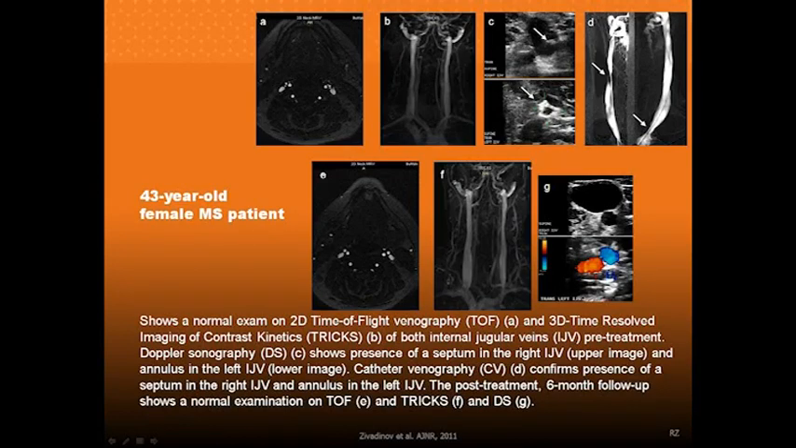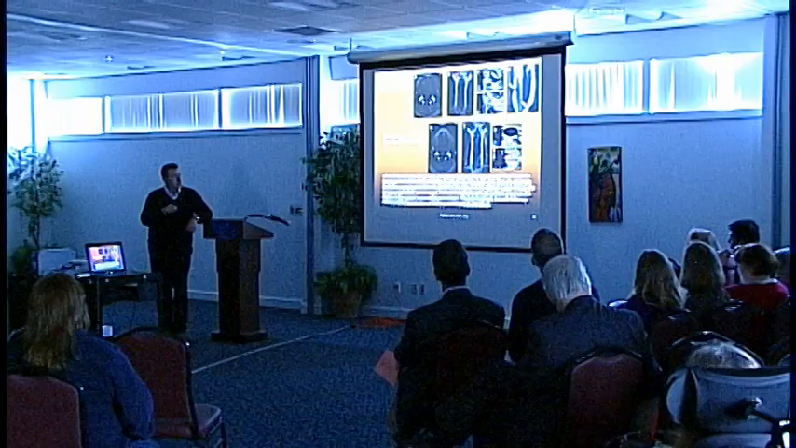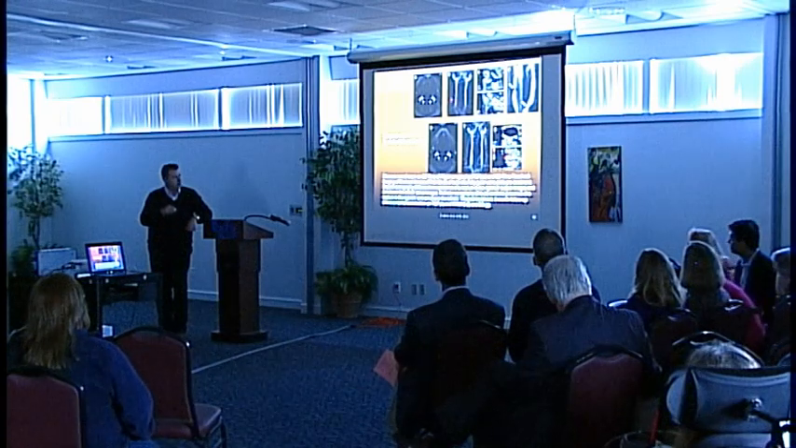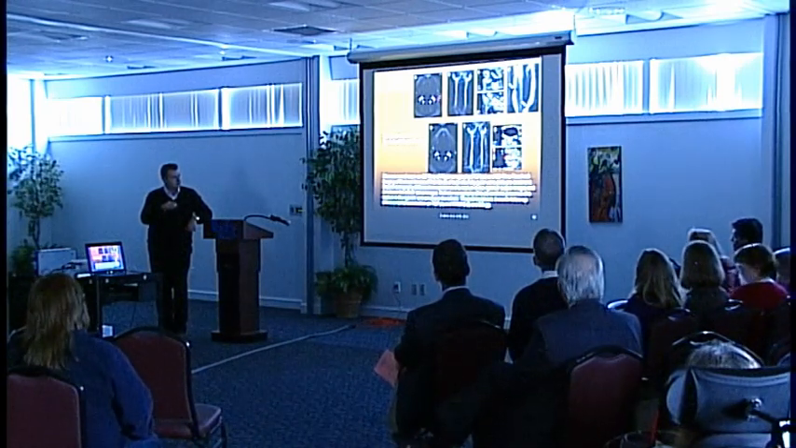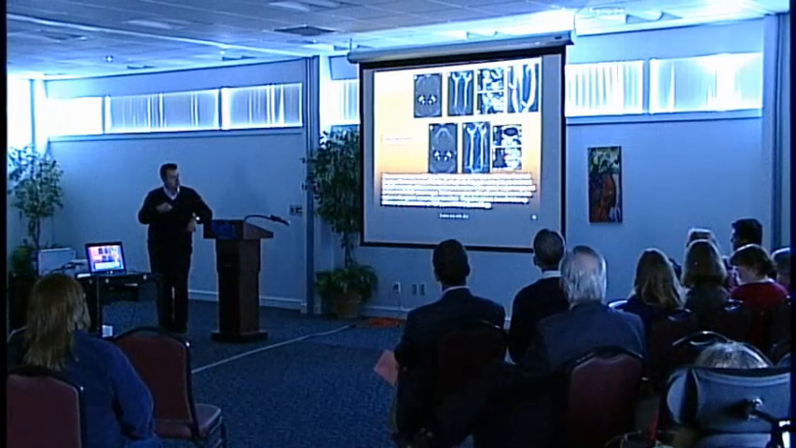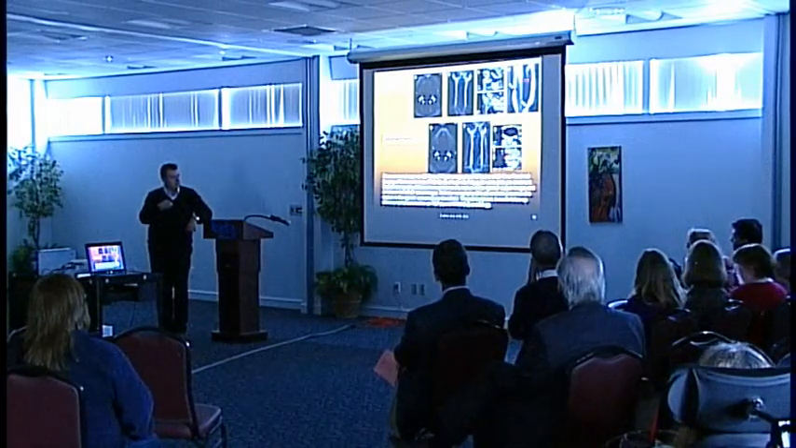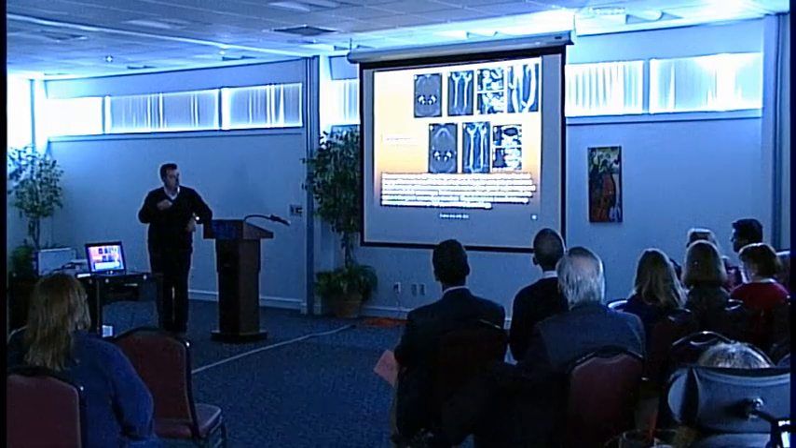This is one example of what I just told you. This is a septum, this is the lumen of the vein, this is a septum detected by venography. MRV has no way to detect this because it cannot see what is inside the vein. Catheter venography definitely can help, and Dr.